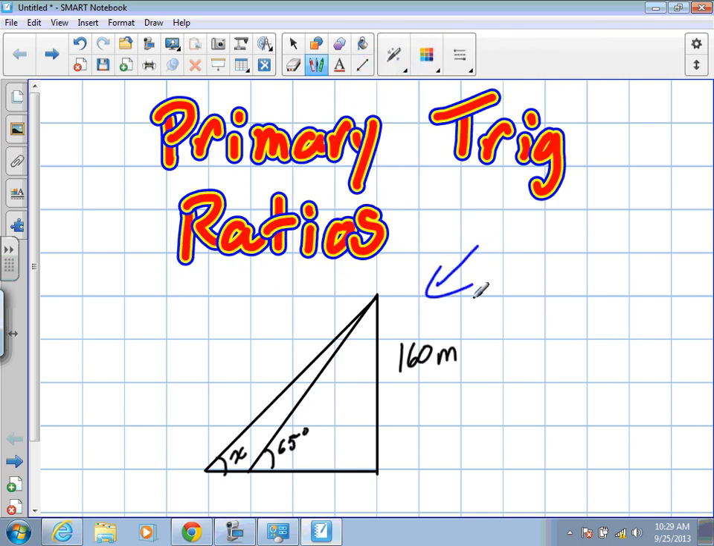We've been given a question. This is from your homework last night. I took out the diagram, but this is the Skylon Tower at Niagara Falls. It kind of looks like the CN Tower-ish.